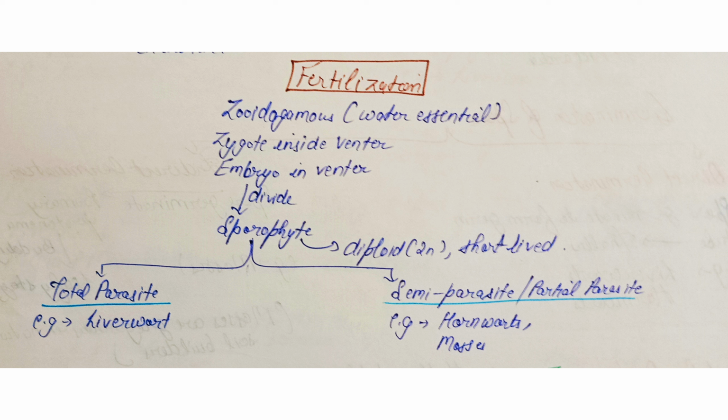Embryo also develops inside the venter, which divides to form the sporophyte. The sporophyte is a diploid structure and it is short-lived. Sporophyte is parasitic over the gametophyte plant. It can be a total parasite or partial parasite. Sporophyte is a total parasite in case of liverworts and a partial parasite in hornworts and mosses.